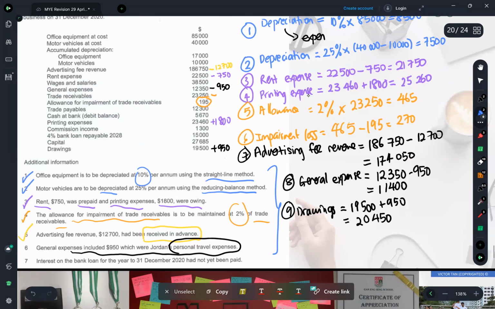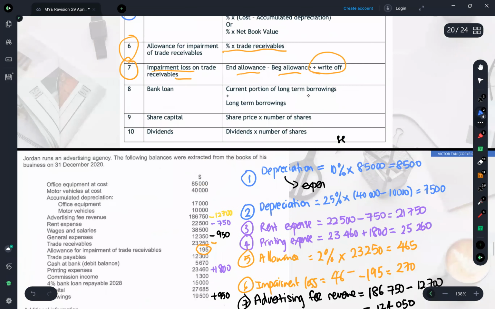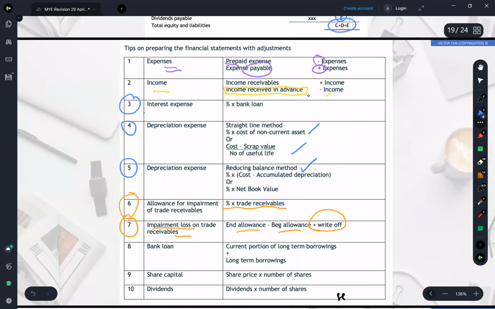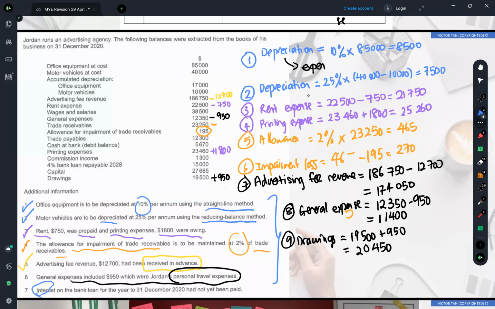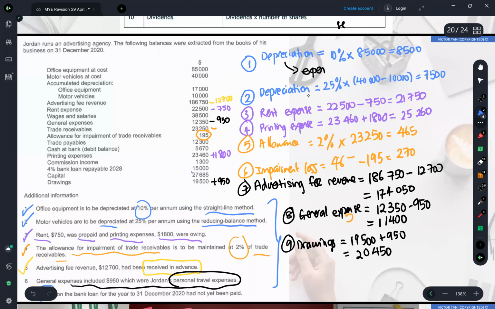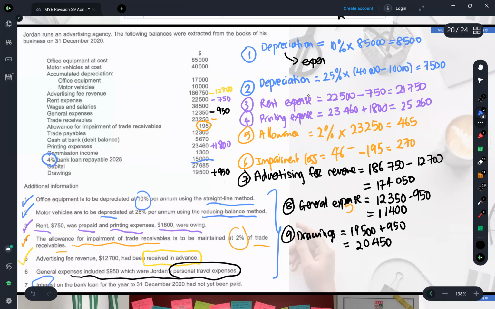Last one. So you need to pay interest. So for example, your bank loan, how much do you need to pay, how much interest? How much is the loan? The loan is 15,000. How much is the interest? It is recorded here. Okay, so number 10, interest expense is 4% times 15,000, which is $600.